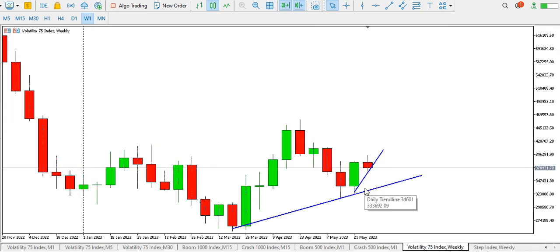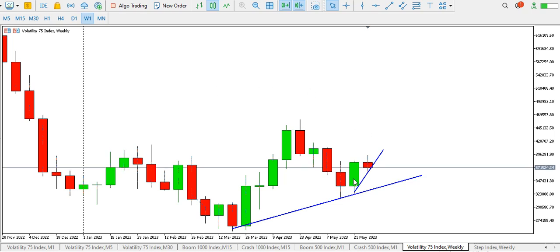Today we'll be looking at how we can scalp volatility 75 index and step index on the lower time frames. But before we go to the lower time frames, we're just going to take a look at what has happened on the higher time frames. So I'll be starting with V75 on the weekly time frame.